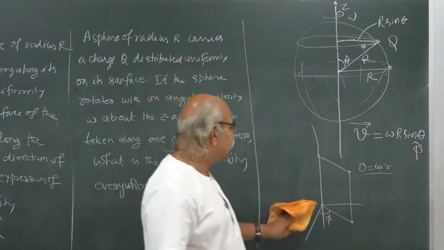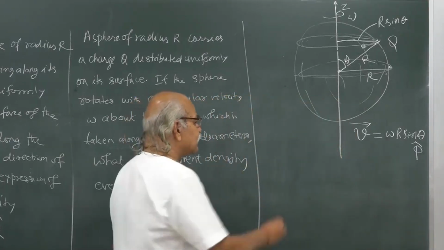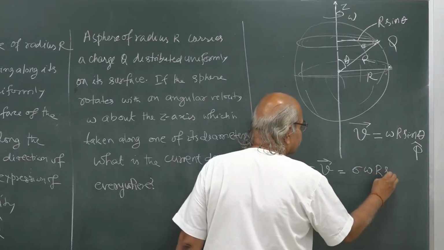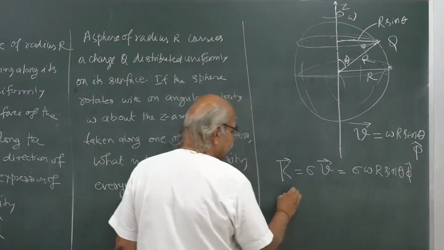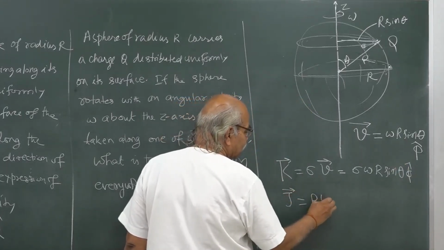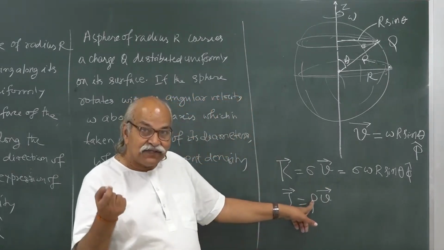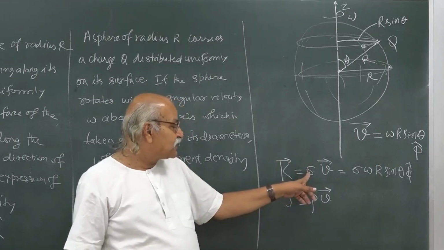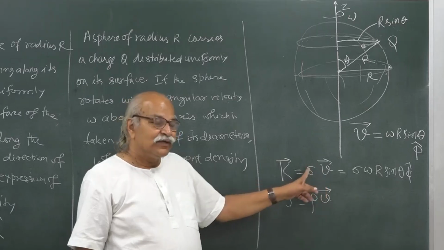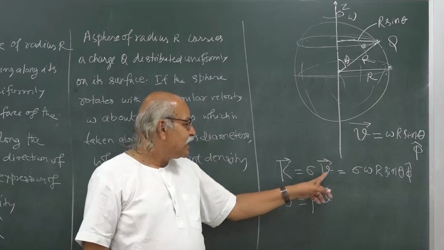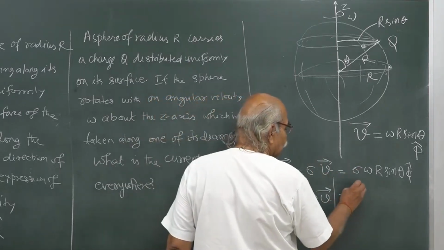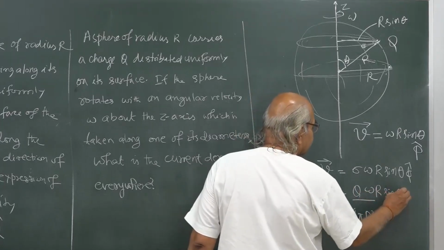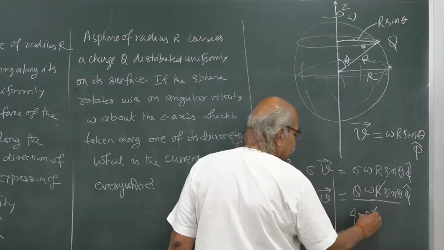So what is the surface current density? The surface current density is sigma v, and therefore it is sigma omega r sin theta phi cap. The volume current density J is rho times v: rho is the charge per unit volume, and you get the volume current density. If you have surface charge density sigma and the velocity is v, you get the surface current density K, which is sigma times v. Here sigma is Q by 4 pi capital R square, so K is sigma omega r sin theta phi cap. One r you can cancel, and that is your answer.